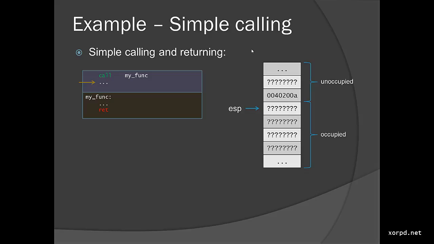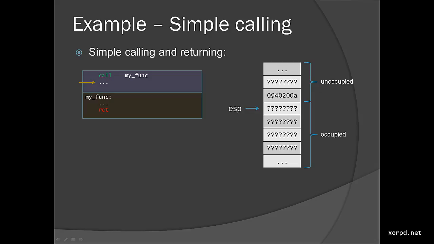I want to show it again. Now we understand what really happened. Call has kept the return address of the next instruction inside the stack, and ret just used this address to know where to return.